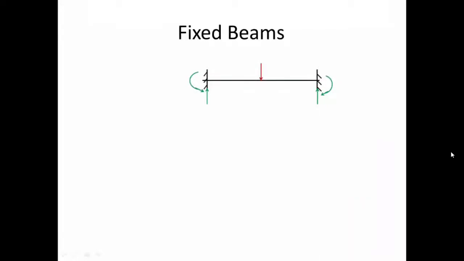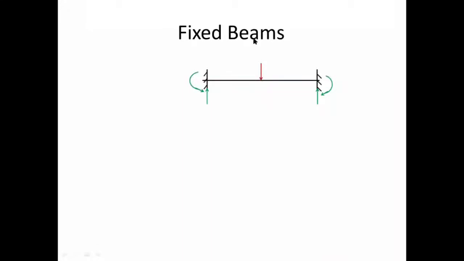So friends, in this diagram, we can see one fixed beam and one point load, and there are some moments also shown in green color here. Here is the anti-clockwise moment, and here is the clockwise moment, and there are vertical reactions upward, and these are the reactions induced because of the external load.